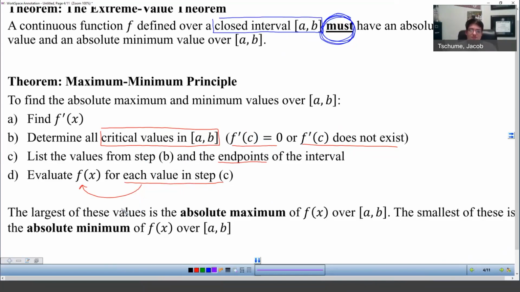Whichever one of these numbers gives you the largest value is your absolute maximum, versus the smallest value you get will be your absolute minimum. And when we get to our first problem and we answer it, I'm going to talk through a little bit about how we'll answer these questions, because it will be a little bit different when you get to your homework and quiz. But these are the steps we're going to go through. That's the bulk of what this section is, how to find absolute max and mins.